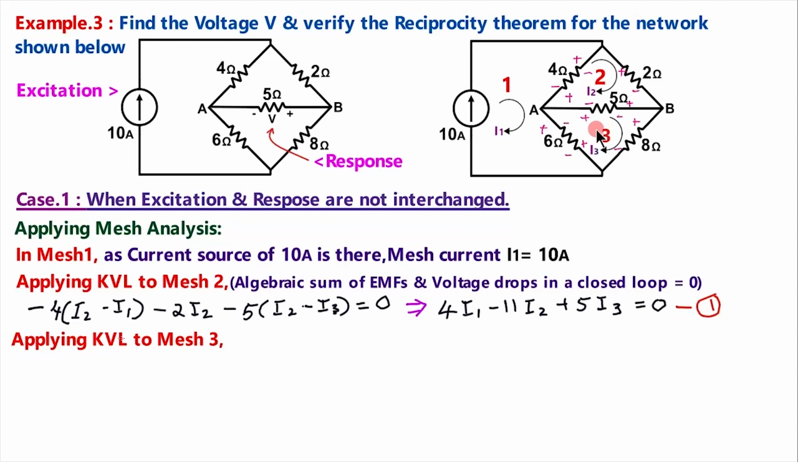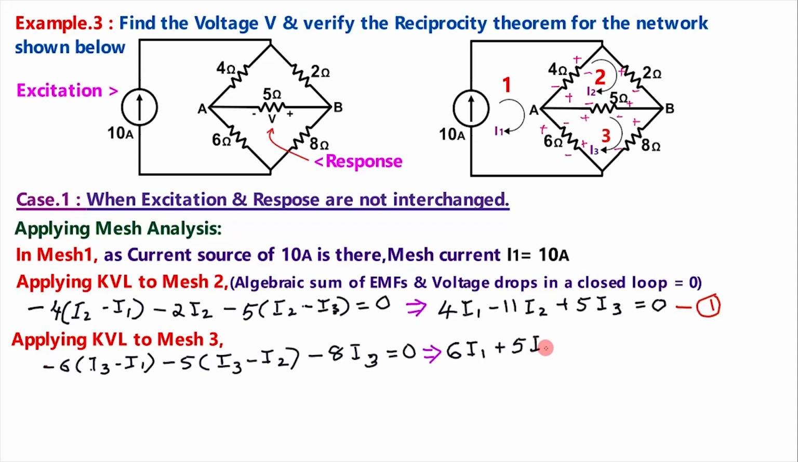Then applying KVL to mesh 3, drop in 6 ohm is minus 6 into I3 minus I1, voltage drop in 5 ohm, minus 5 into, as we are in mesh 3, we have to write I3 first, minus I2 which is in opposite direction. Then voltage drop in 8, minus 8 into I3 is equal to 0. When simplified, this becomes 6I1 plus 5I2 minus 19I3 is equal to 0. Let this be equation number 2.